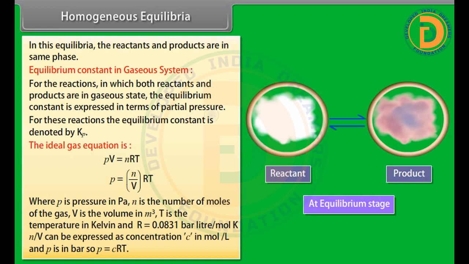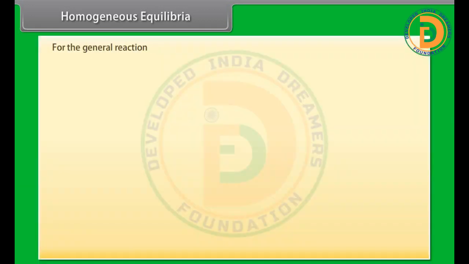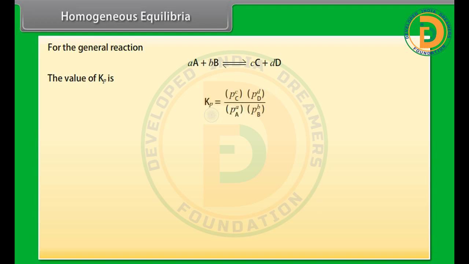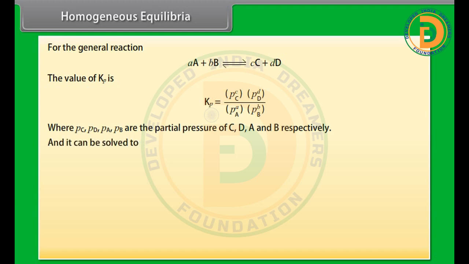n by V can be expressed as concentration C in mole per liter, and P is in bar. So, P is equal to CRT. For the general reaction, the value of Kp is, where Pc, Pd, Pa, Pb are partial pressure of C, D, A and B respectively, and it can be solved to.